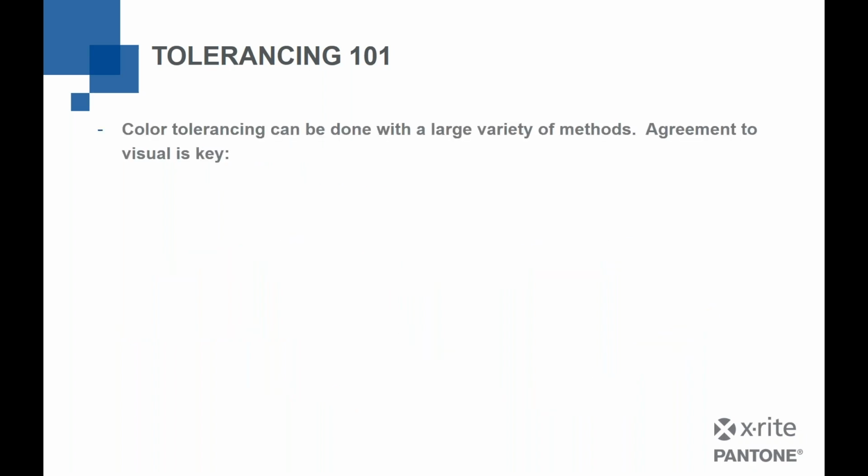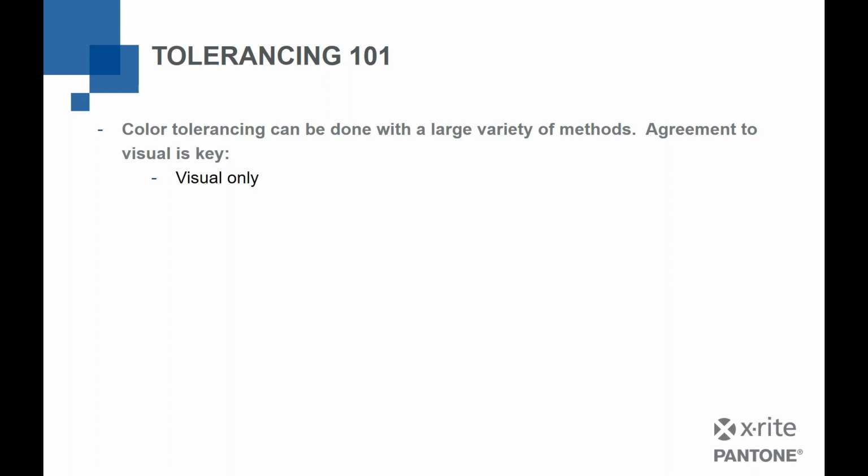So color tolerancing can be done with a large variety of methods, and agreement to the visual is absolutely key and critical because, let's face it, your customer could agree that you're going to have some numerical tolerance. Let's say it's 1.0 whatever. Yet if you give him a sample that's at 0.95 that looks bad, he's still going to reject it because he's still going to look at it. So it's got to have some agreement to visual.